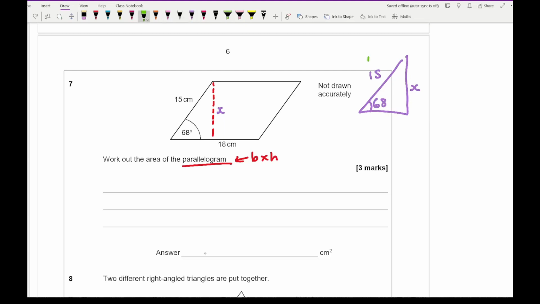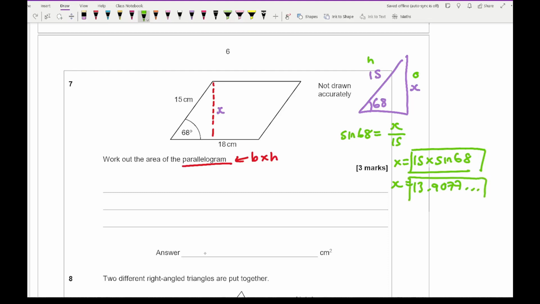So then labeling the triangle, that's h, that's o, so I'm going to be using sine. So sine 68 equals x over 15, so x equals 15 times sine 68. Now, one thing you could do is just leave it as this. The answer is 13.9077, and so on. So you could either use 15 sine 68 or 13.9077, depending on how accurate you want to be.